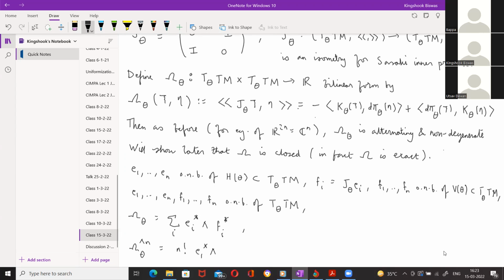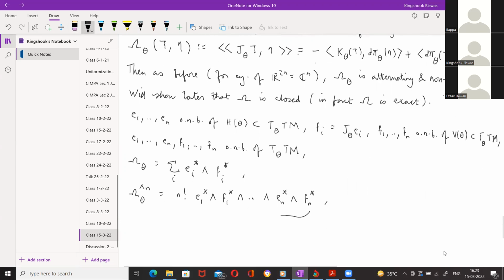times E1 star wedge F1 star wedge up to En star wedge Fn star, and this thing is equal to the Riemannian volume element, right? Because how is the Riemannian volume form defined? It is the unique top dimensional form whose value on any orthonormal basis is 1. So this is 1 on the orthonormal basis E1, F1, E2, F2 up to En, Fn. So this is the Riemannian volume form of the Sasaki metric. Is this clear? Yes, sir.